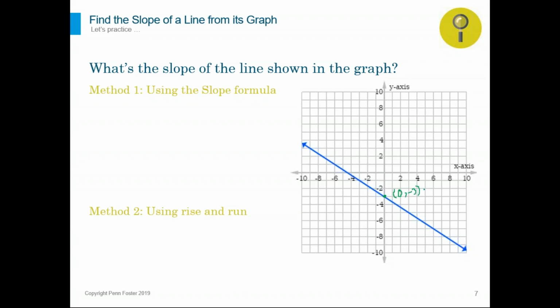And choose another point. We need 2 points. Any other point that is on the line. Let's pick this point, for example, and write down the coordinates. They are -3 and -1. Now I have both coordinates.